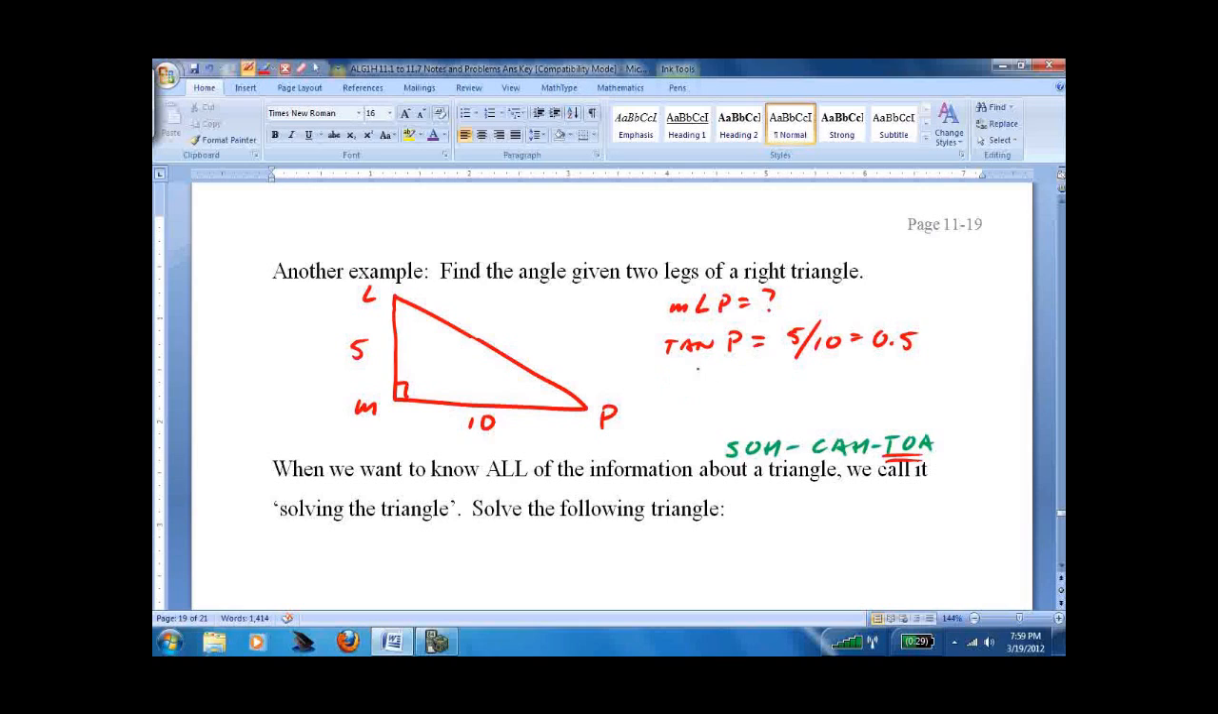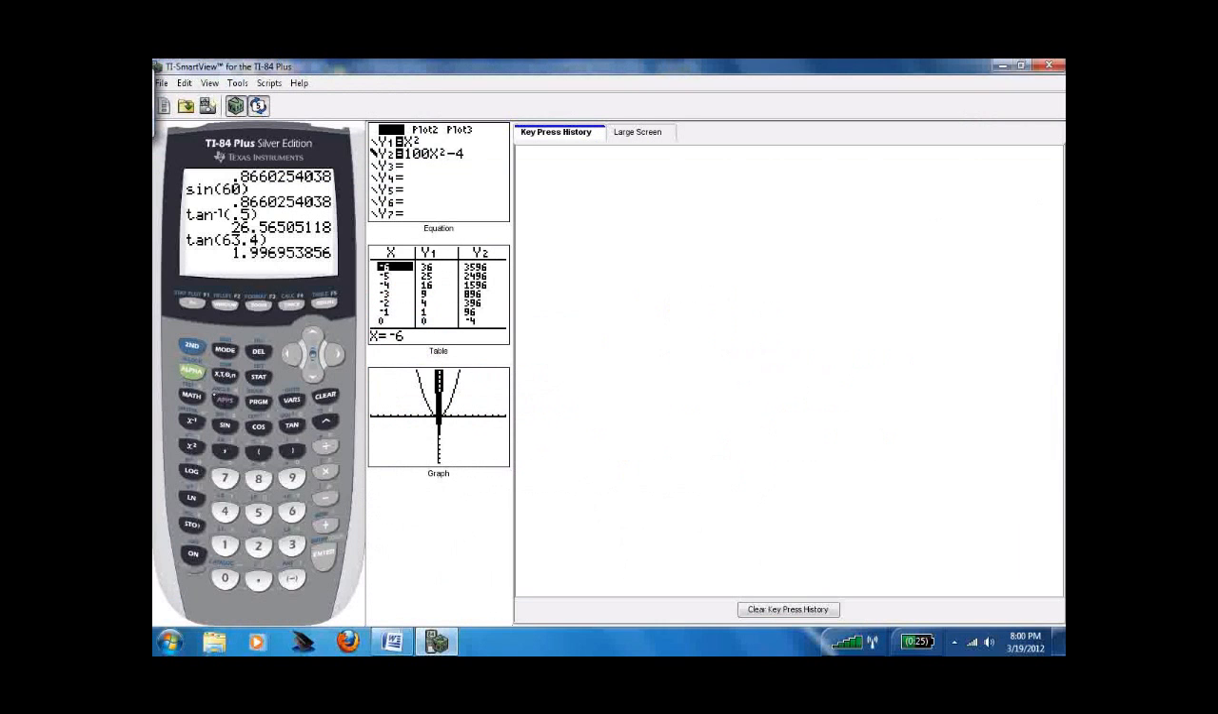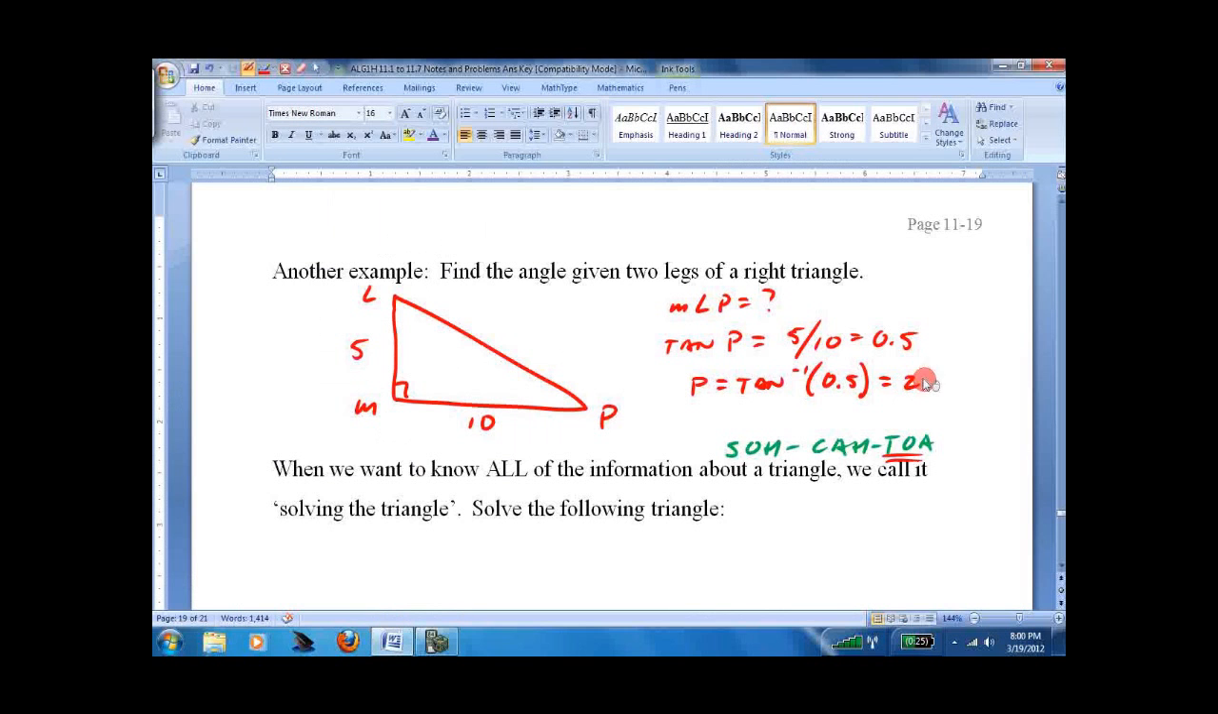So here's how we solve it. If tangent of P equals 0.5, we can rewrite this as P equals tangent to the negative first of 0.5. So we put in our calculator. Second, tangent to the negative first, 0.5. Enter. It says 26.6 degrees. So here is 26.6 degrees.